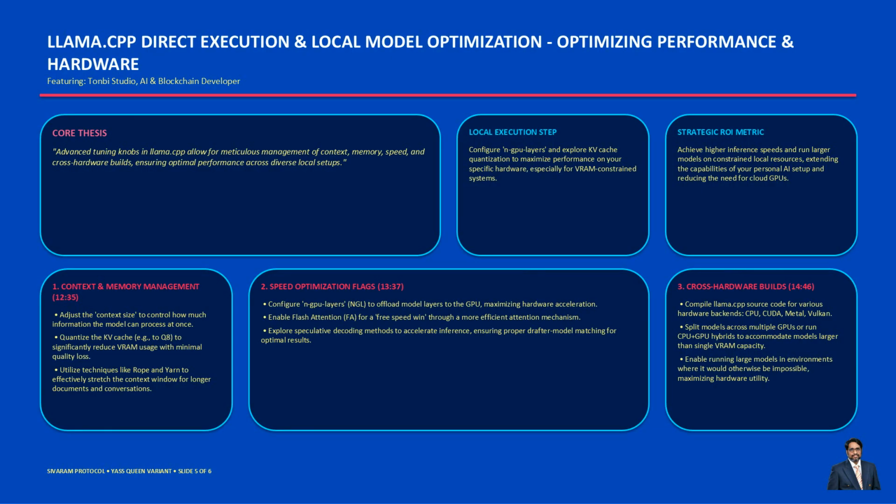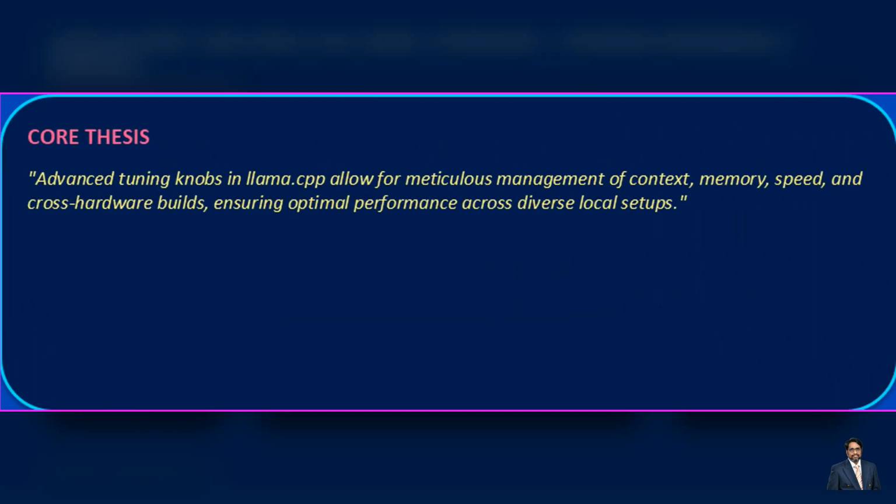Slide 5. Optimizing performance and hardware. Core thesis. Advanced tuning knobs in llama.cpp allow for meticulous management of context, memory, speed, and cross hardware builds, ensuring optimal performance across diverse local setups.